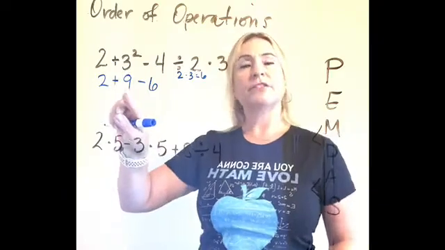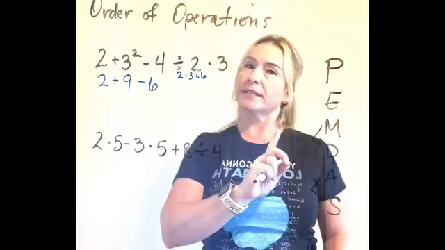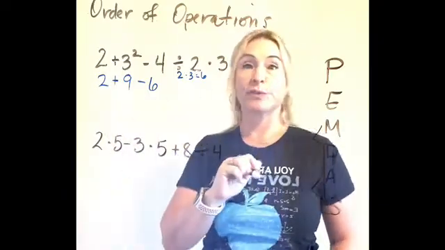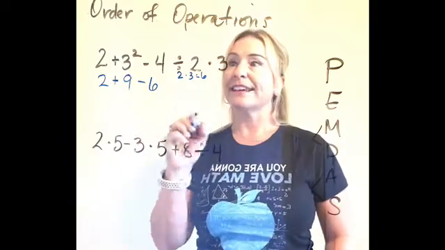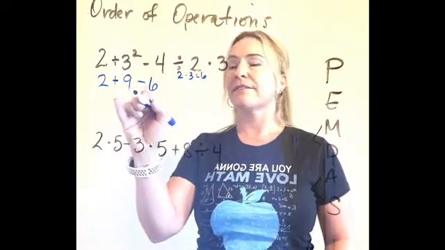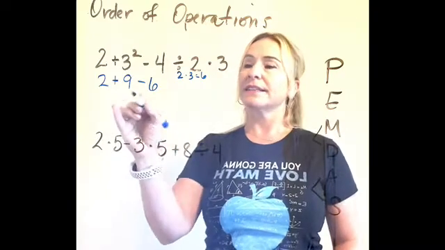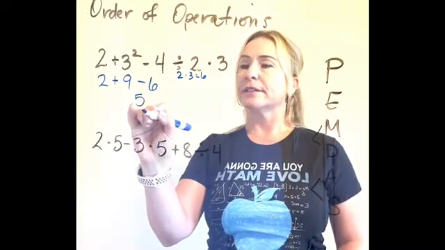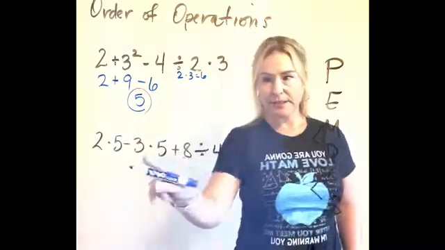Addition just so happens to be first, but remember, it doesn't have to be. I just have to go from left to right. So try not to get ahead of yourself. 2 plus 9 is 11, and 11 minus 6 is 5. So my final answer here would be 5. Let's try that down here.